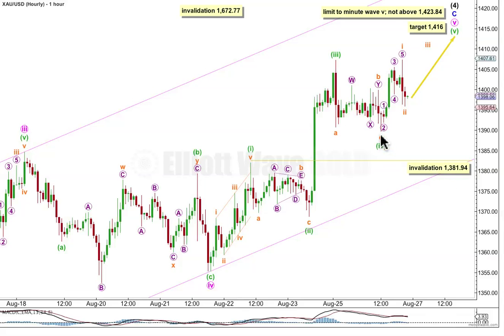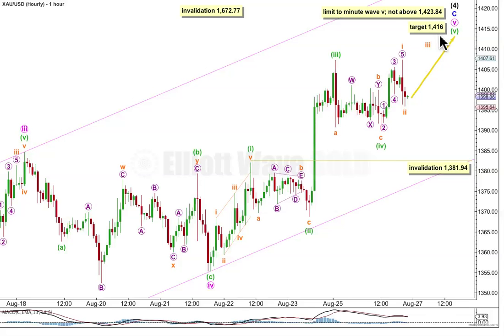This may be where the fifth wave has ended and has begun. If that's the case, then we have sub-minuette wave 1 complete, sub-minuette wave 2 may or may not be complete. When it's done, further upwards movement. At 1416, minuette wave 5 would reach equality in length with minuette wave 1.